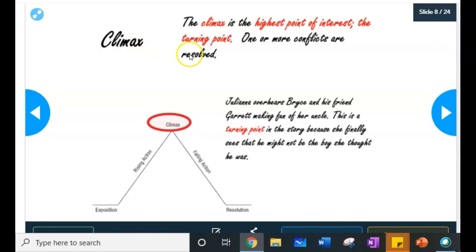The climax is the highest point of interest in the story, and it's the turning point in the story, right? One or more conflicts are resolved during this climax part. So now I've had my exposition, right? My setting, my characters. We've started that climb up the mountain. We've encountered all kinds of problems, and we finally solved most of the problems that we face, and we get to the top of this mountain. That's the climax. It's the highest point in this chart. It's the highest point in a mountain. It's the highest point of interest in a story, the climax.